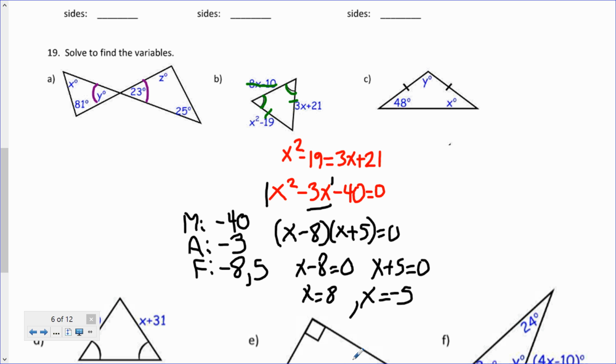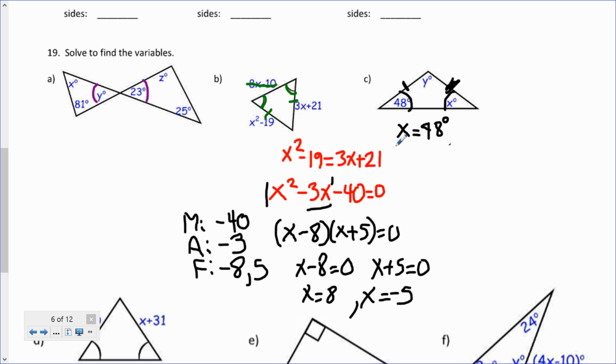Okay, see the two markings here and here. That tells me that the type of triangle I have is an isosceles triangle. And isosceles triangles have some properties. One property is the base angles are congruent. So x is equal to 48 degrees.